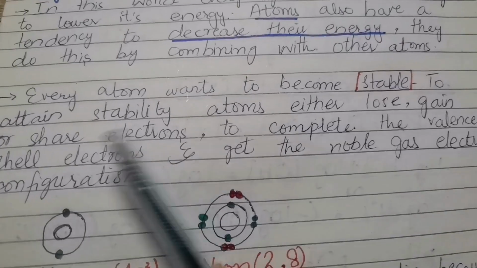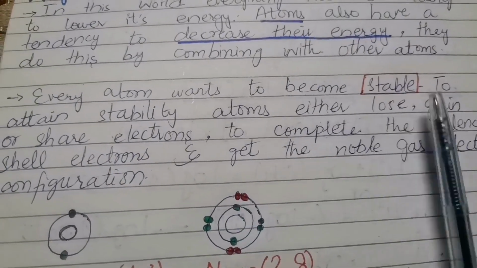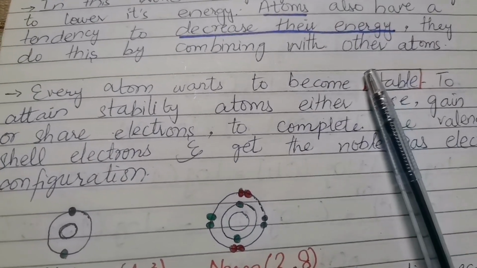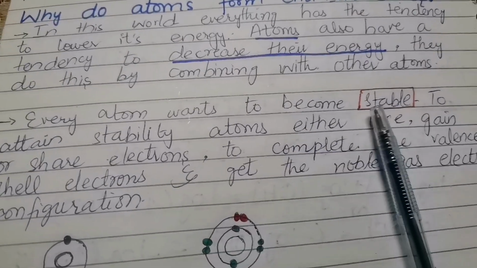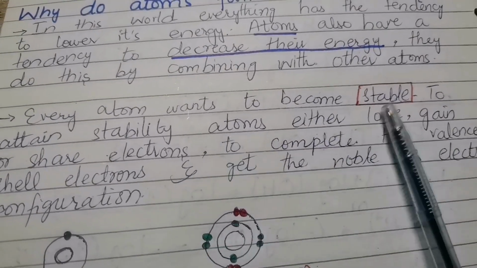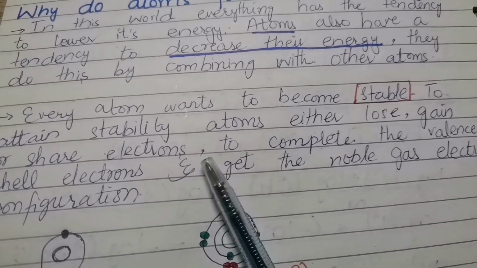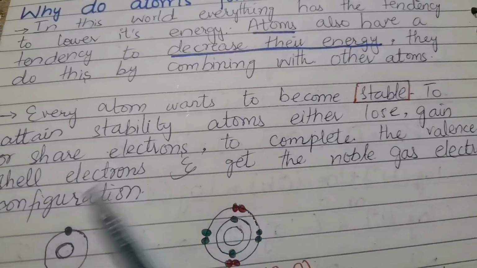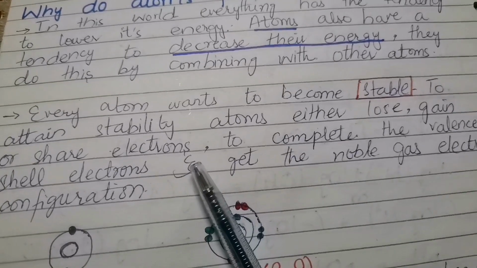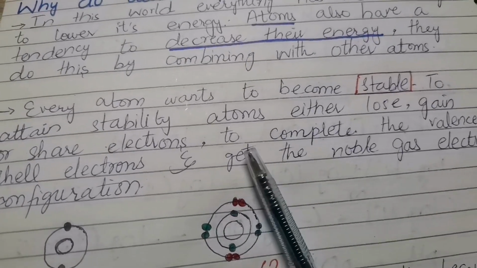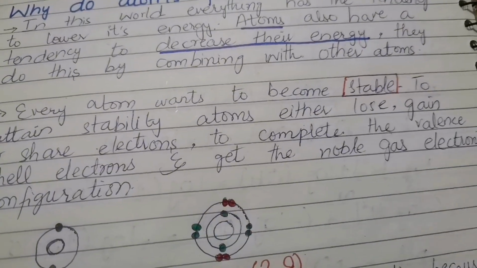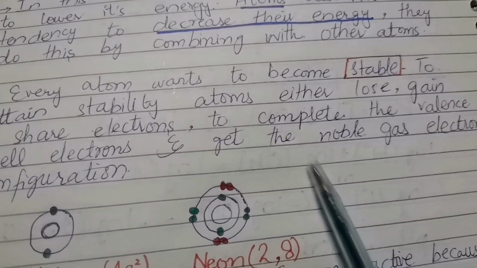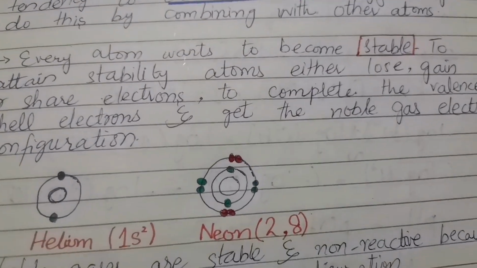Now, every atom wants to become stable. Why are they decreasing their energy? To attain stability. Now, how do atoms attain stability? To attain stability, atoms either lose, gain or share electrons to complete the valence shell electrons. They want to complete their valence shell, but how do they complete it? By losing, gaining or sharing of electrons, to get the noble gas electronic configuration.